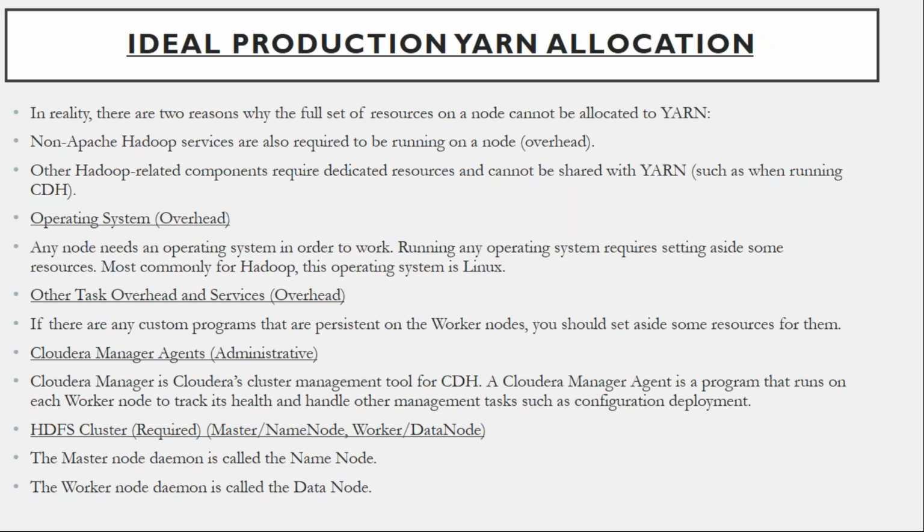Now, in reality, there are two reasons why the full set of resources on a node cannot be allocated. The first reason is that non-Apache Hadoop services are also required to be running on a node. Those non-Apache Hadoop services are nothing but your operating system. Second, other Hadoop related components require dedicated resources and cannot be shared within YARN, for example your Java heap size, your virtual CPU, your memory.